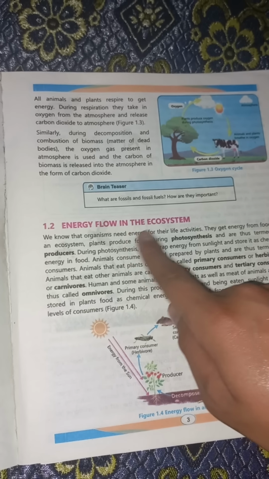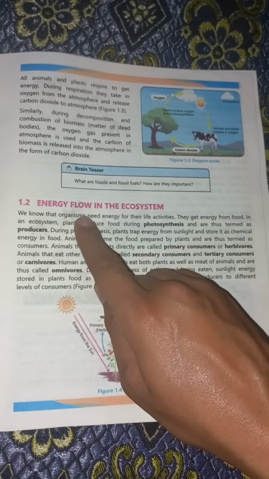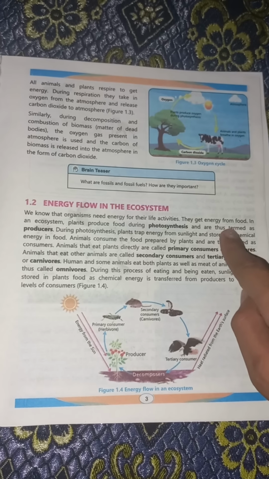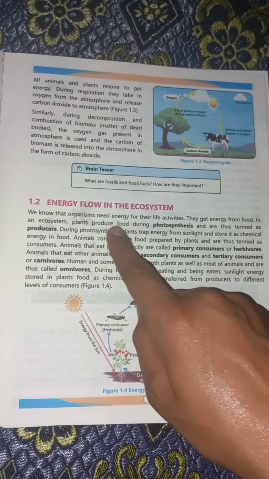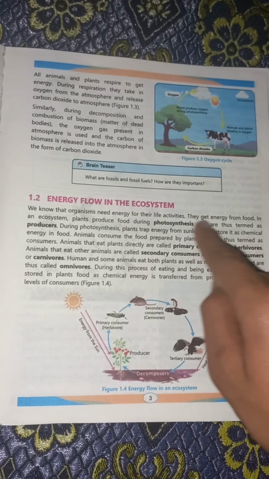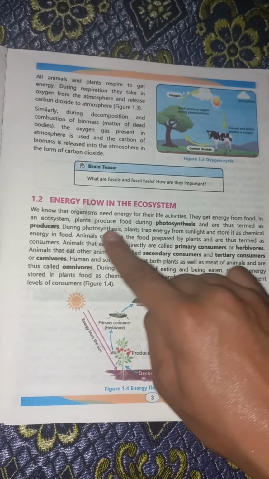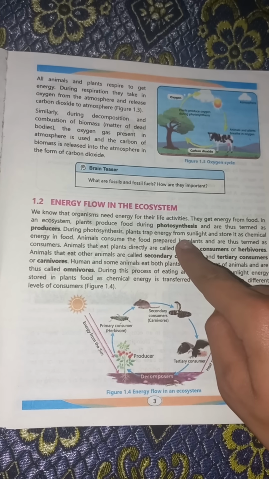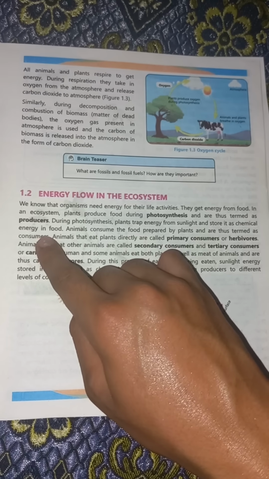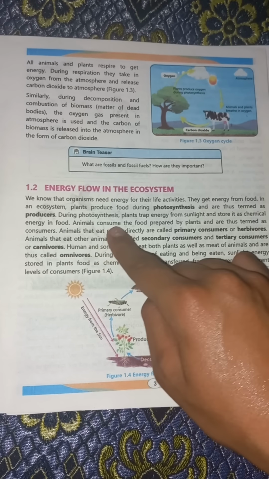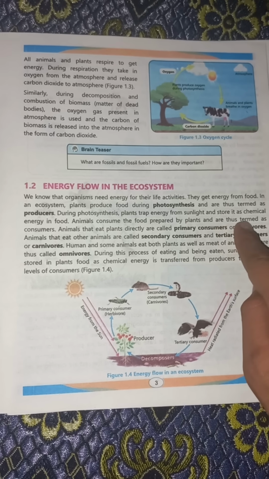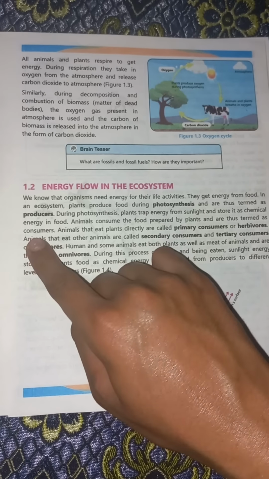Energy flow in the ecosystem. We know that organisms need energy for their life activities. They get energy from food in an ecosystem. Plants produce food during photosynthesis and are thus termed as producers. During photosynthesis, plants trap energy from sunlight and store it as chemical energy in food. Animals consume the food prepared by plants and are thus termed as consumers.